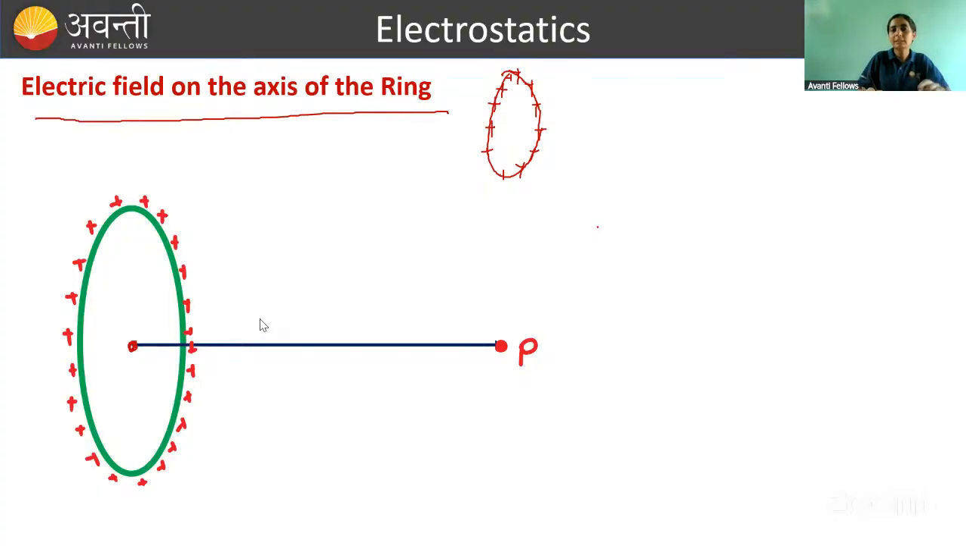First step क्या करना है? First step, pick element. How we will pick the element? Since charge is distributed on the length, element will be a small length. So now I'm going to tell you, let's pick this element. This small length I have taken. Its value is dl.